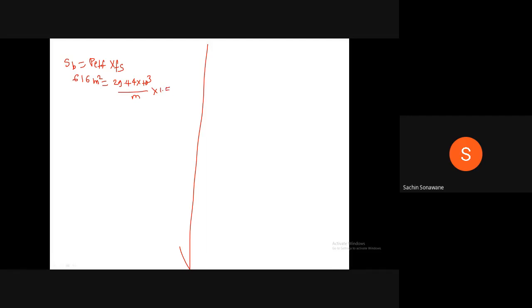Therefore, here you will get an equation in terms of m cube. m cube is equal to 29.44 into 10 raised to 3 into 1.5 divided by 616. What is the value of m? What is the value of module? Calculate and tell me.